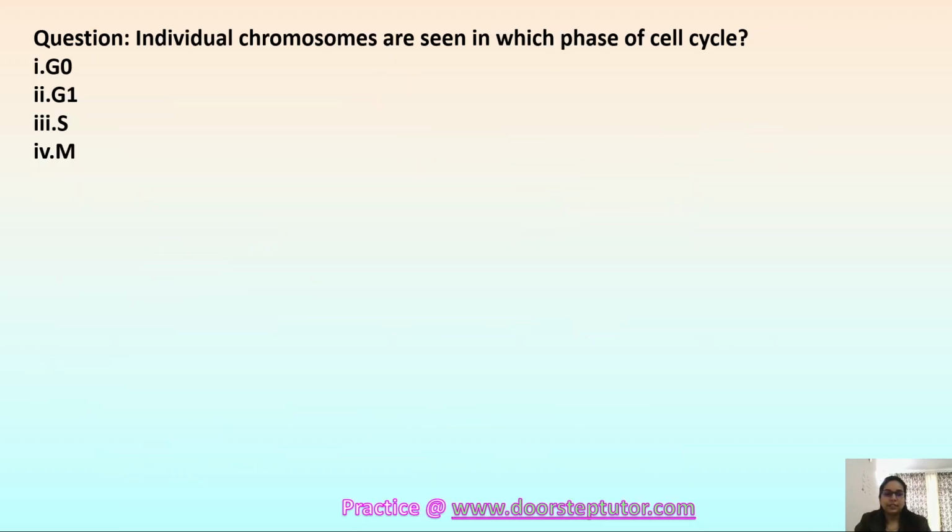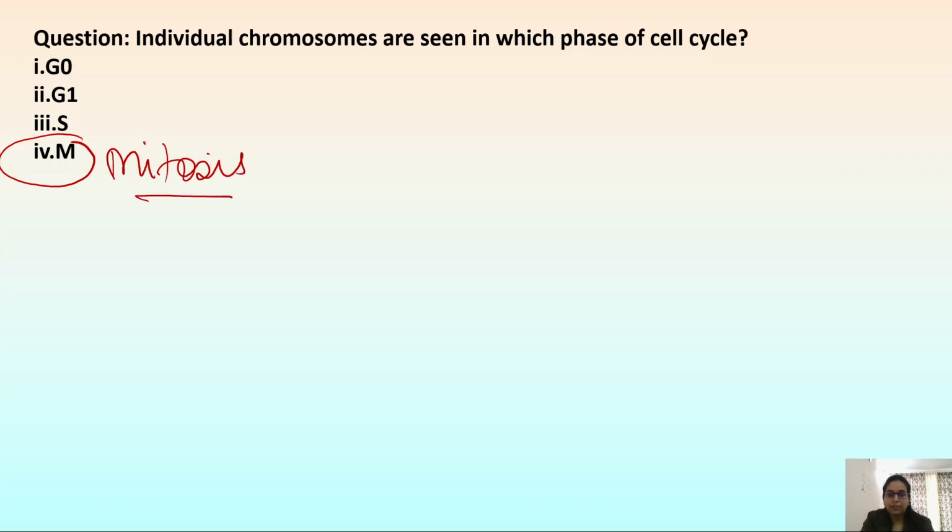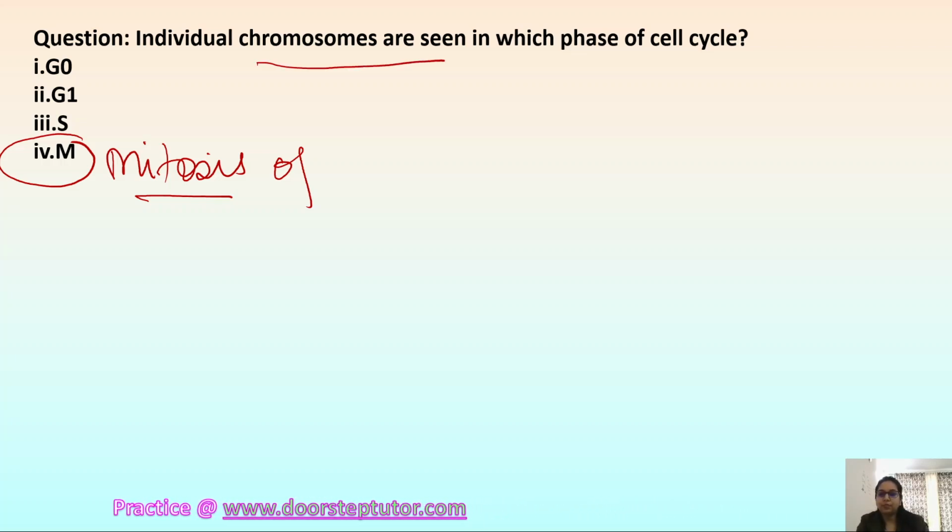The second question is: individual chromosomes are seen in which phase of the cell cycle? G0, G1, S and M phase. We know that the M phase, that is mitosis, of the cell cycle is specifically the phase in which chromosomes are seen. Why? Because the M phase is the phase of cell division where the cell undergoes mitosis, leading to the separation of the chromosomes into the two daughter cells.